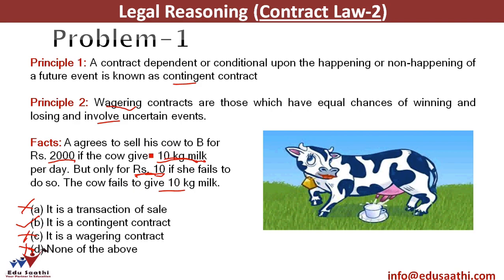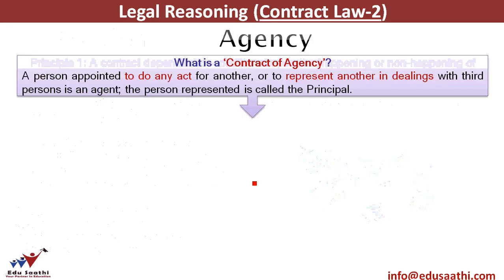So this is the difference between contingent and wagering contract. There is no other interest involved in a wagering contract. It's a wagering agreement rather. It would not be a contract, because wagering contracts are illegal. So it is a wagering agreement. So in this case, it's a contingent contract.